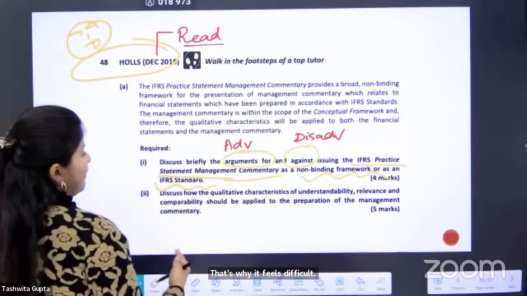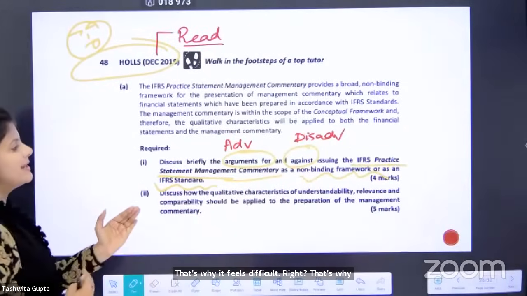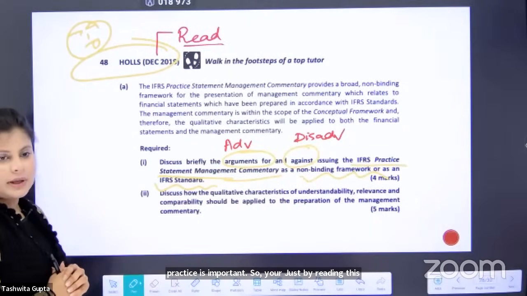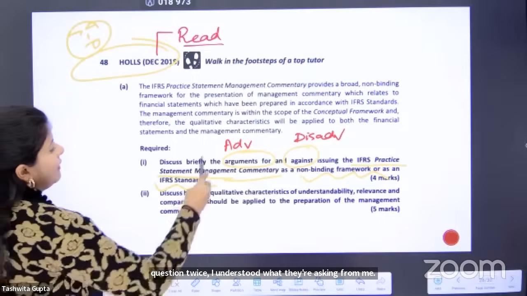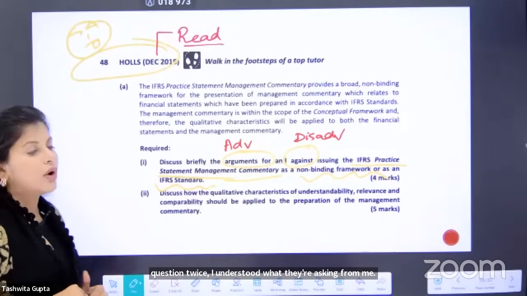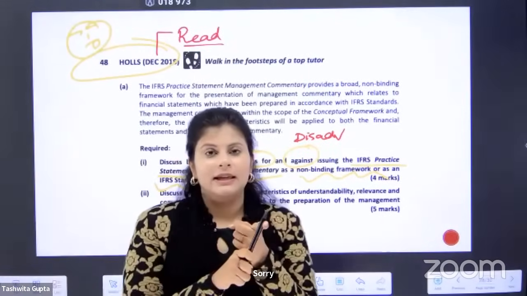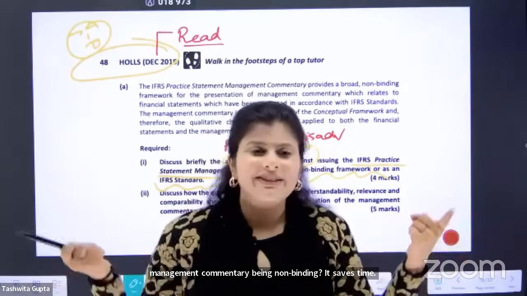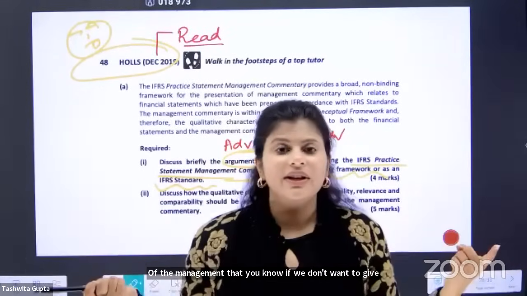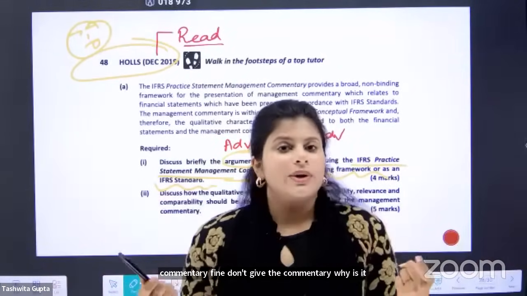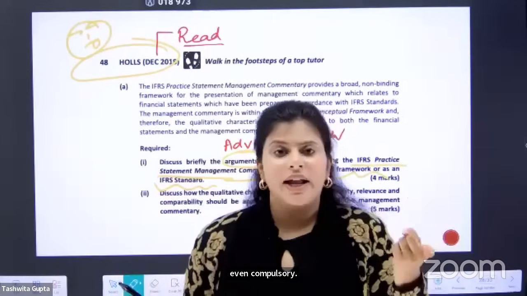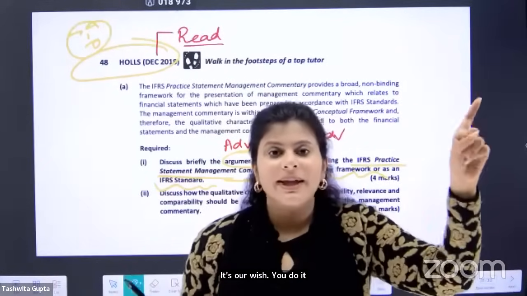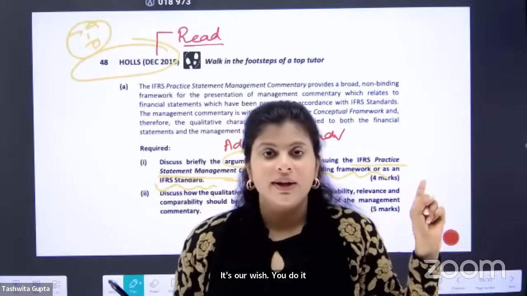So here, just by reading this question twice, I understood what they're asking from me. So I would say, what is the advantage of management commentary being non-binding? It saves time of the management. That, if we don't want to give commentary, fine, don't give the commentary. Why is it even compulsory? It's our wish. You do it yourself. We're giving you financial statements. You calculate the KPIs yourself, interpret yourself.